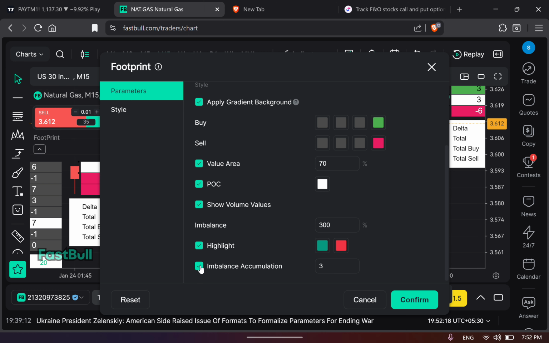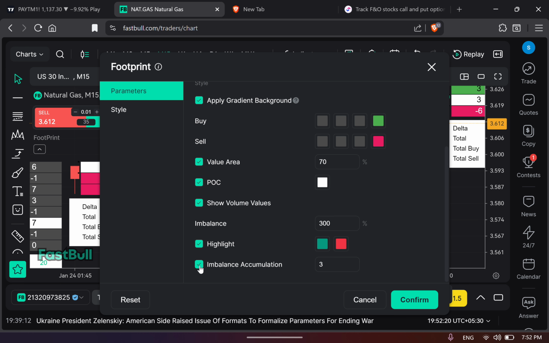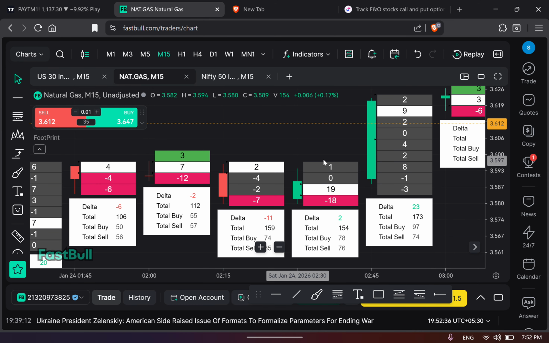And imbalances accumulation 3, I don't want this as of now. Imbalance is to set it to 400%. Usually people will use 400%. Okay, so I will tell you everything, don't worry.